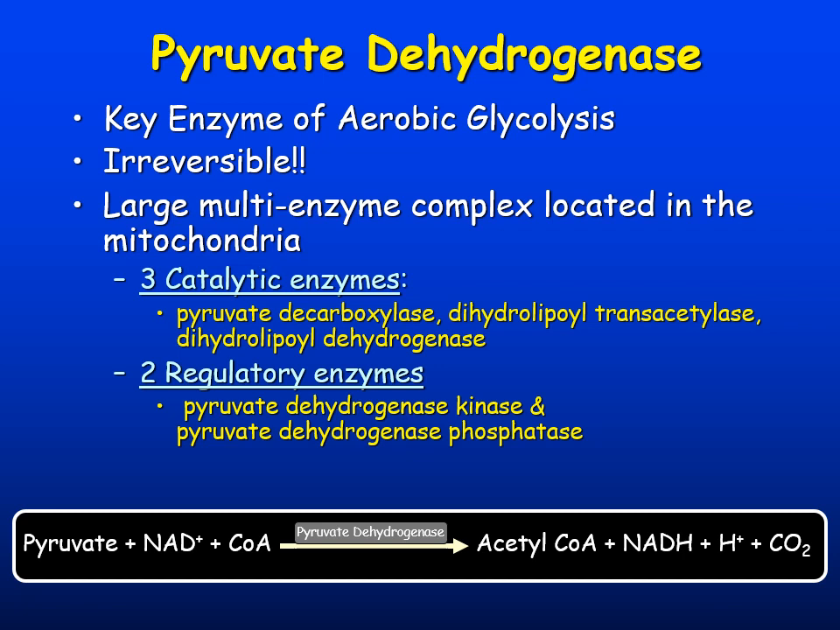This enzyme is located in the mitochondrial wall and it converts pyruvate and NAD+ into acetyl-CoA, NADH, and a bit of CO2 and hydrogen ions. But there is one thing that is absolutely crucial to understand about this enzyme.